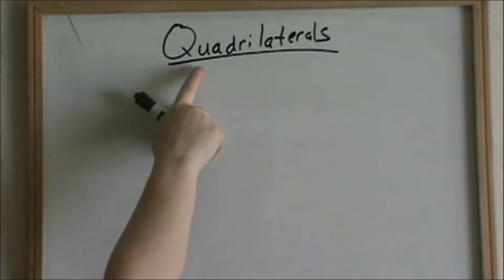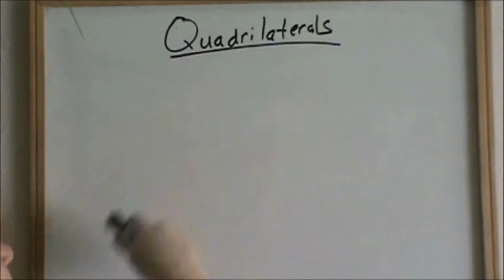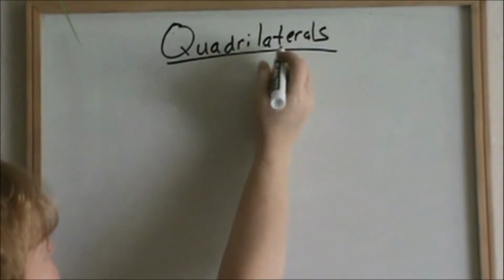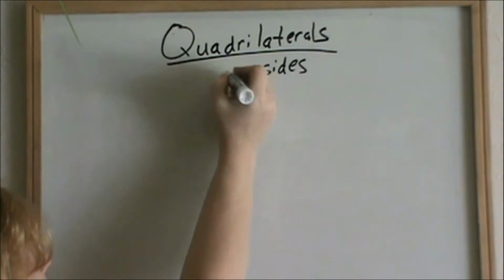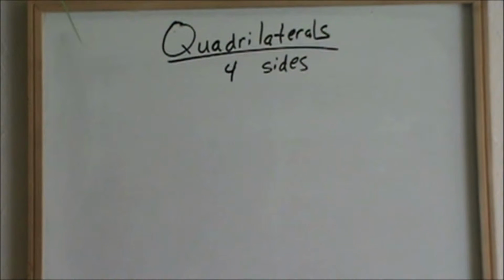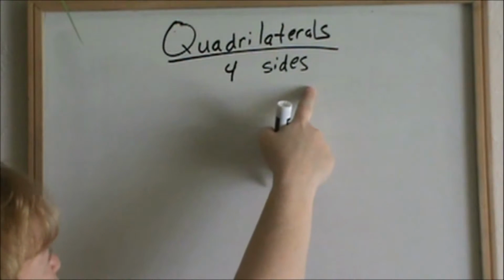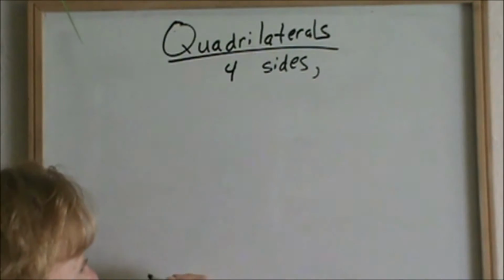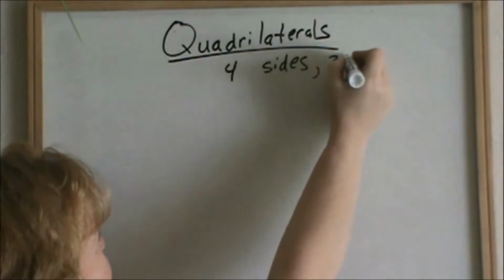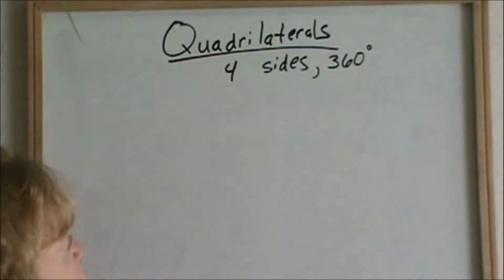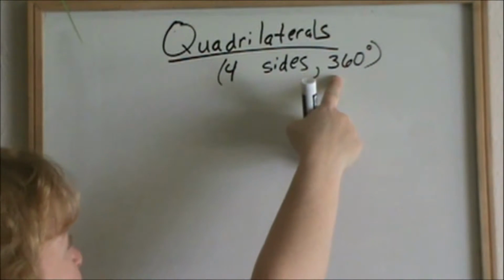Okay, today we're going to be talking about quadrilaterals. The word lateral means sides. Quad means four. So we will be talking about figures that have four sides. All quadrilaterals have four sides, and the angles inside all quadrilaterals add up to 360 degrees. This is true for every quadrilateral.